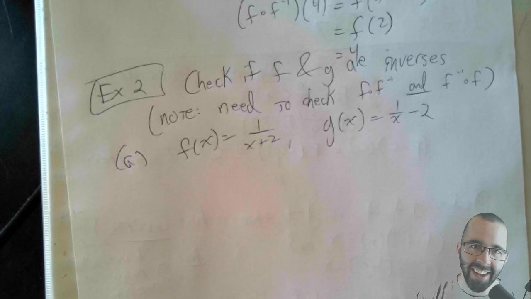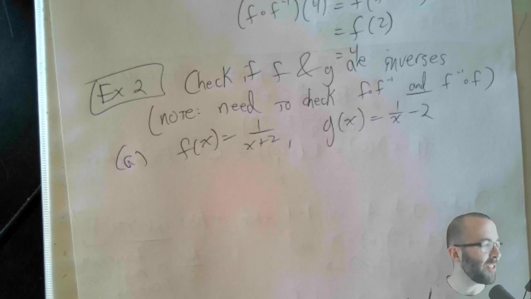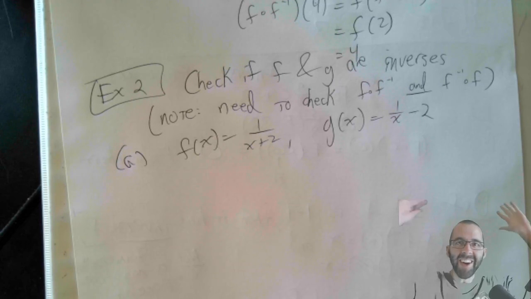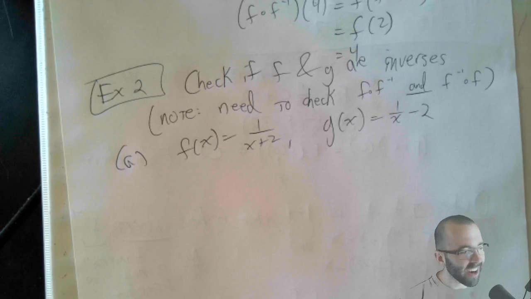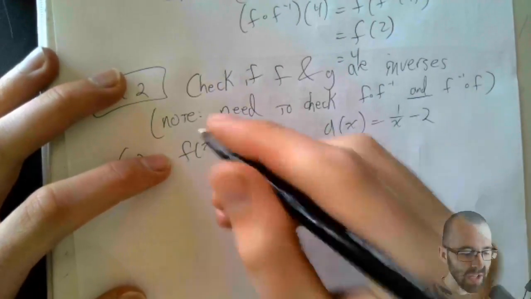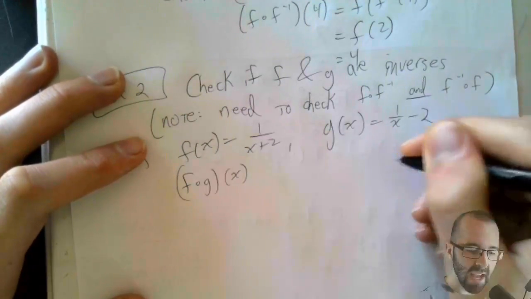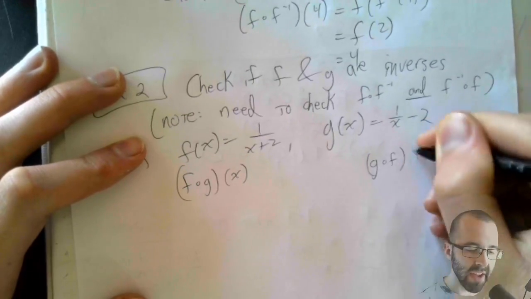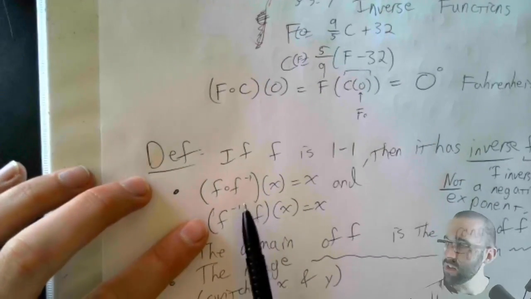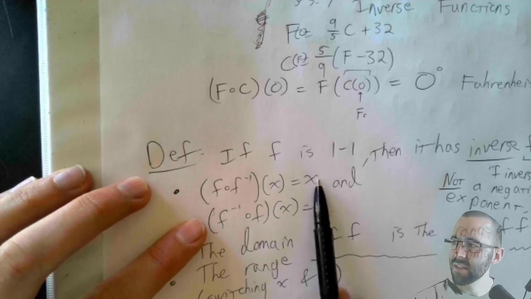So we have a surprise for all of you. I'm not going to spoil it, but there's going to be a surprise. When you see it in this example, you're going to go, whoa, that caught me off guard. All right, so let's check. We need to check f of g of x, and we need to check g of f of x. And remember our definition, it's an inverse function if their function composition equals just x.